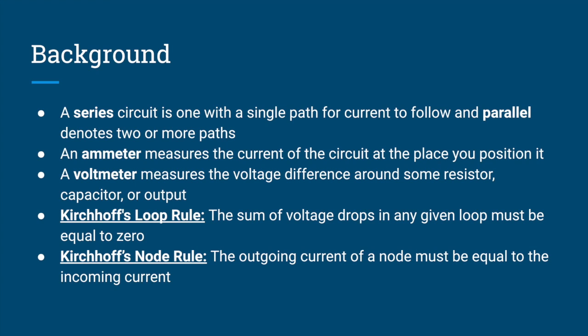Some background. A series circuit is one with a single path for current to follow, and parallel denotes one circuit that has two or more paths. An ammeter measures the current of the circuit at the place you position it. A voltmeter measures the voltage difference around some resistor, capacitor, or some other output.